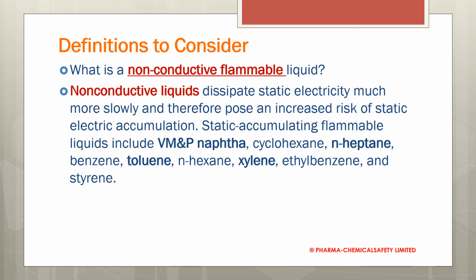Definitions to consider: what is a non-conductive flammable liquid, especially if you are in the pharmaceutical or chemical industry. Non-conductive liquids don't dissipate static much, and they do it more slowly, and therefore pose an increased risk of static accumulation. Static accumulation flammable liquids include, for example, naphtha, cyclohexane, n-hexane, benzene, toluene, xylene, ethylbenzene, and styrene. Those are the types of liquids that are non-conductive.